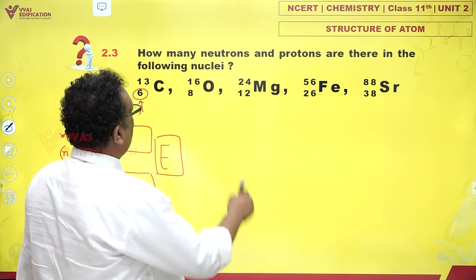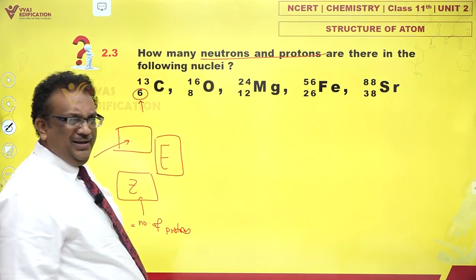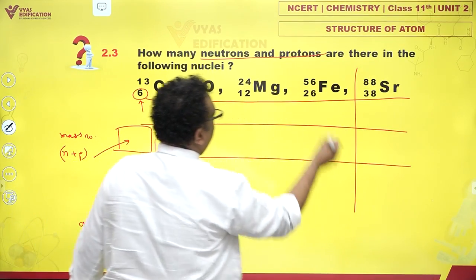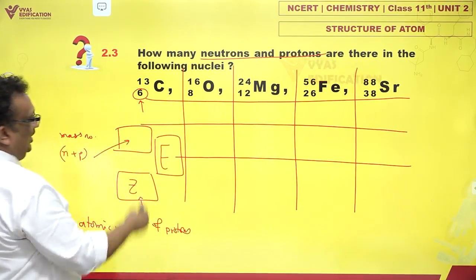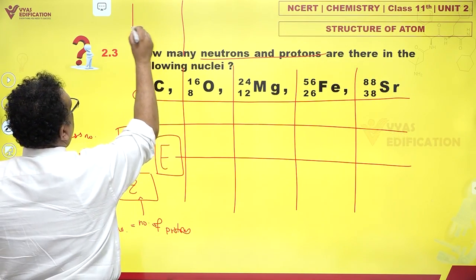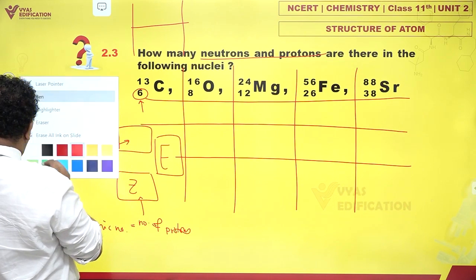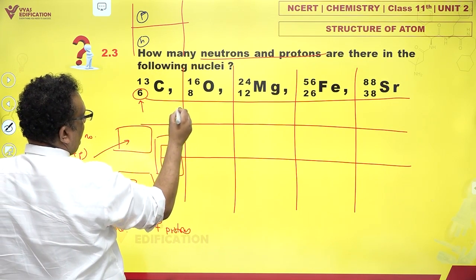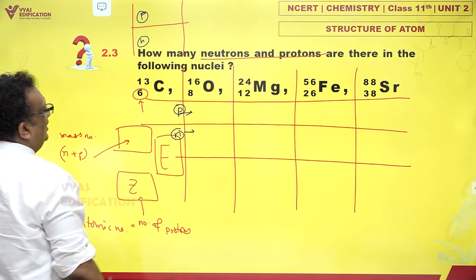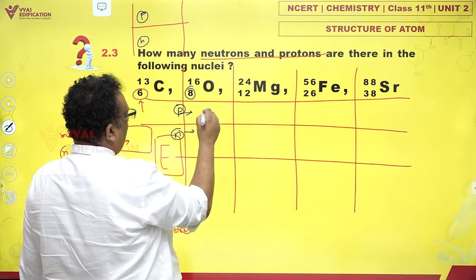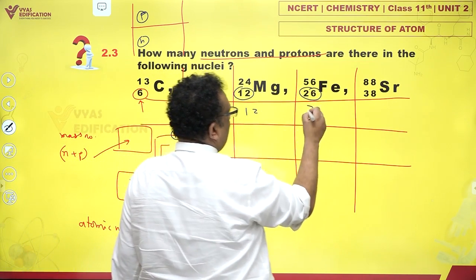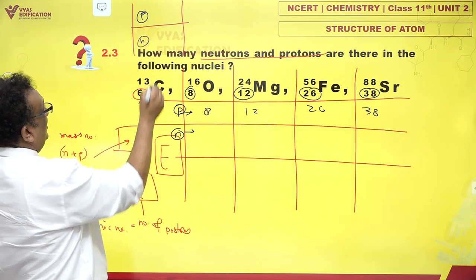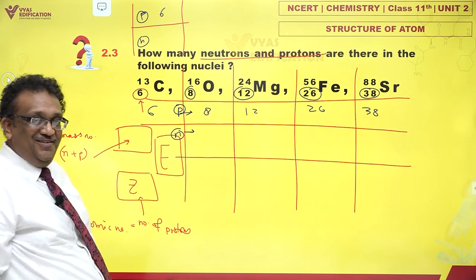We were supposed to find neutrons and protons. How can I find this? I'll just make a small table for you. I don't have space here, so I'll solve it on the top. Protons and neutrons. How many protons? This number, 8, 12, 26, 38. These are the number of protons, or 6 for that matter, for carbon, right?